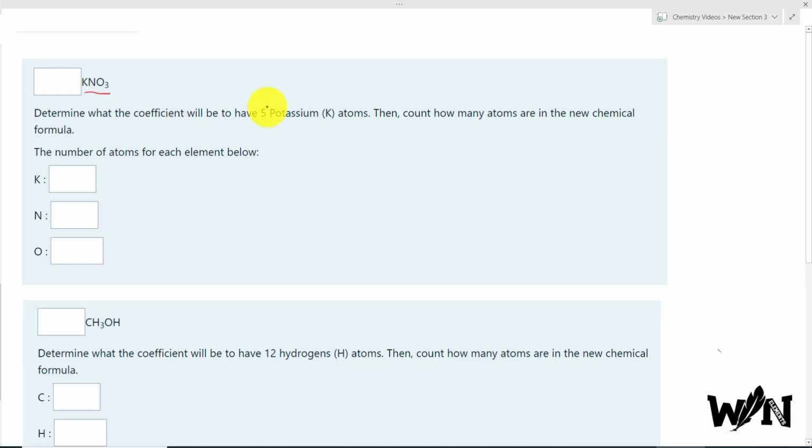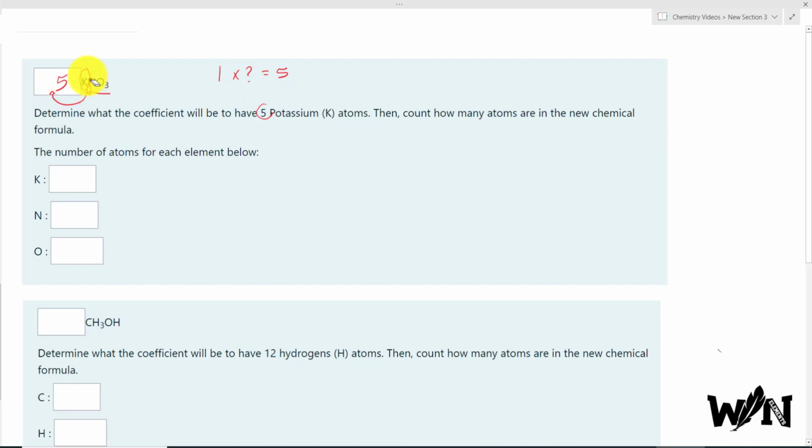So first of all, 5 potassium. So we want to circle potassium. And if you notice potassium right here, it doesn't have anything right here, right? So that means it's 1. So you can ask yourself, 1 times what number will give me 5? And the answer is really obvious. Of course, 1 times 5 gives me 5. So right here, you would have 5.